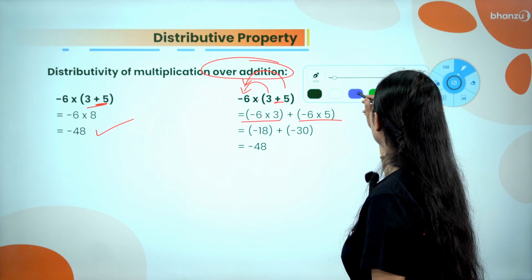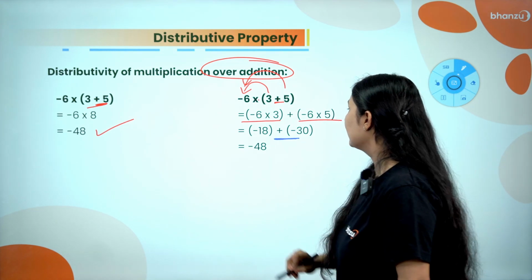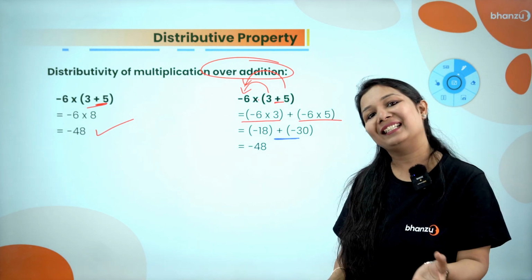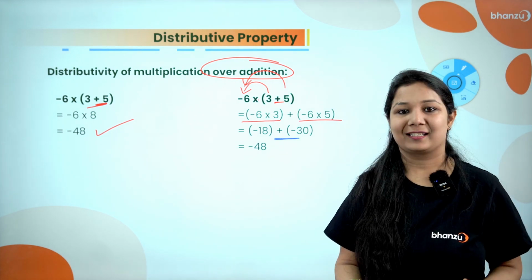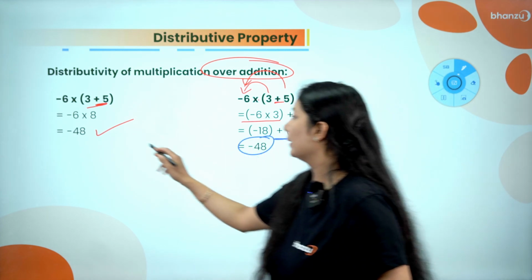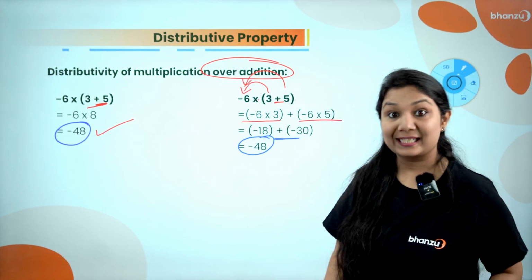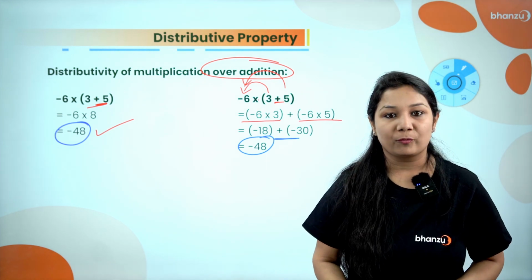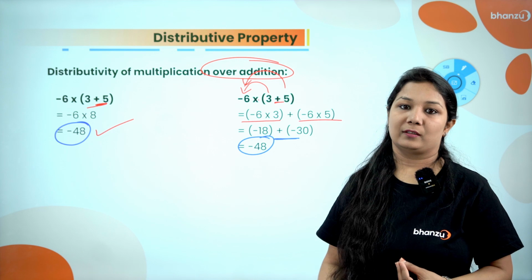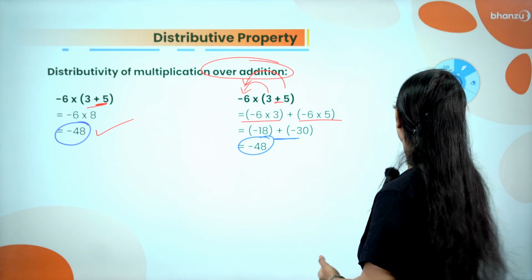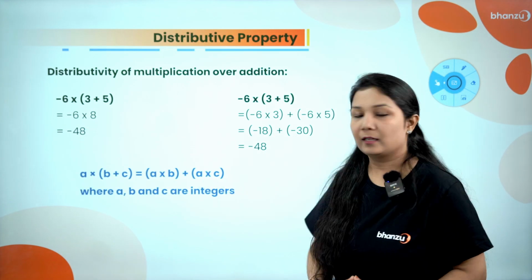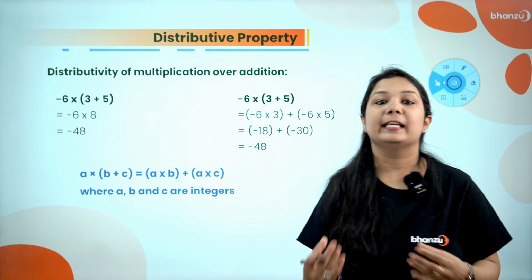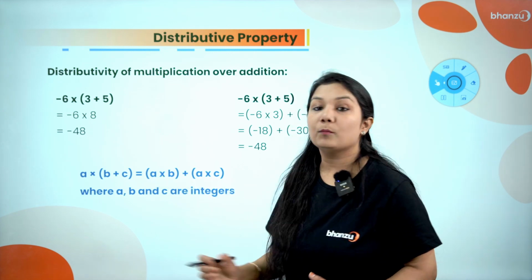So now we solve them. Opening the brackets, plus minus is minus. So two negative signs, add them and put the sign of minus. So can you see we got the same answer? So that means multiplication holds good for the distributive property over addition for integers, right? So that is how we say it. A × (B + C) would give me A × B + A × C, where A, B, C all three are integers.